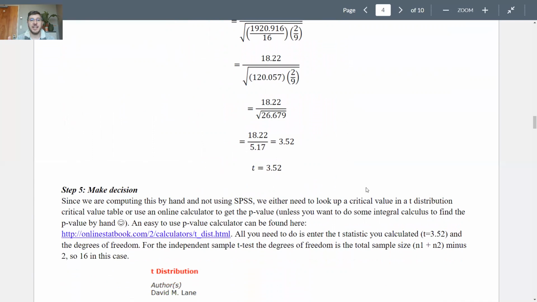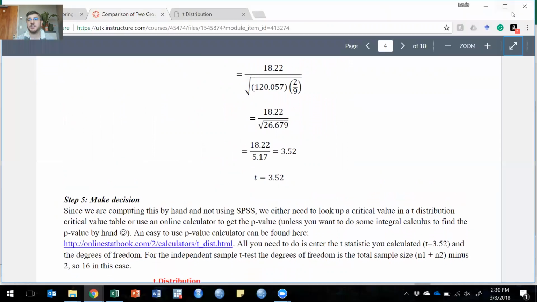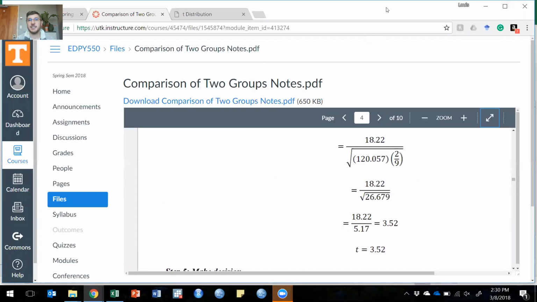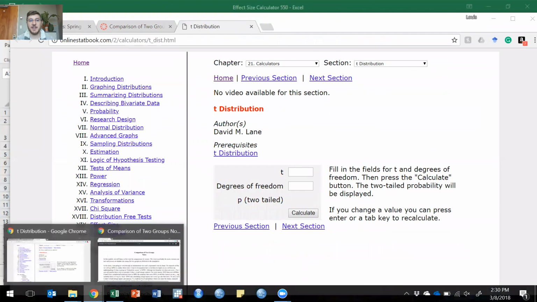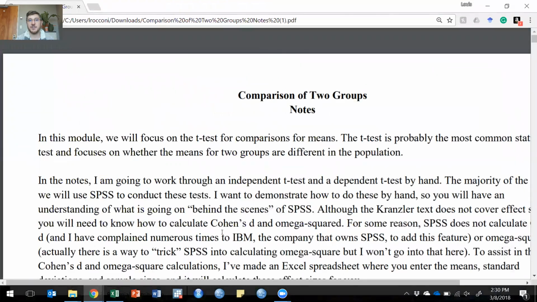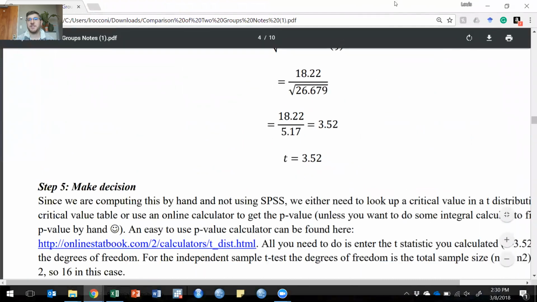Since we're computing this by hand, we either have to look up a critical value for the t distribution or use an online calculator to actually get the probability value. There's a p-value calculator available here. Where what we do is we type in our t value. What do we find here? 3.52.